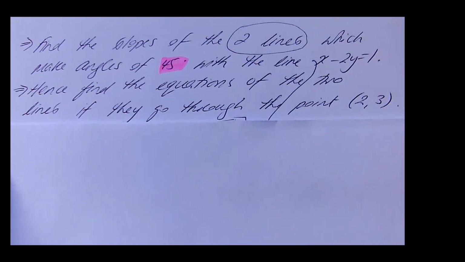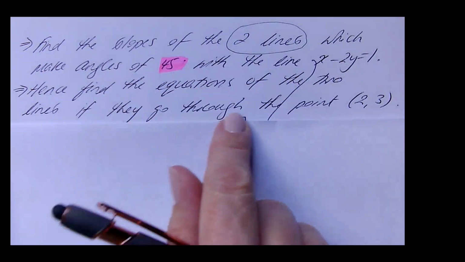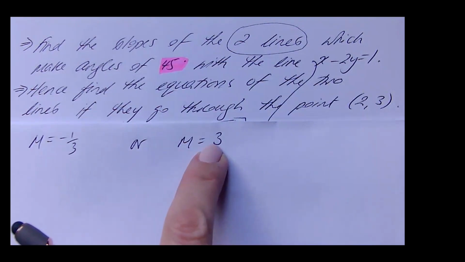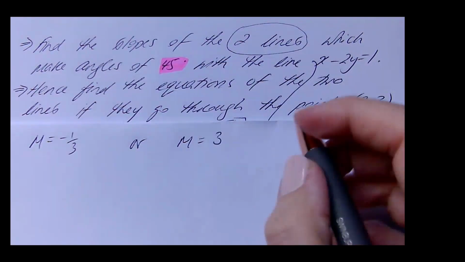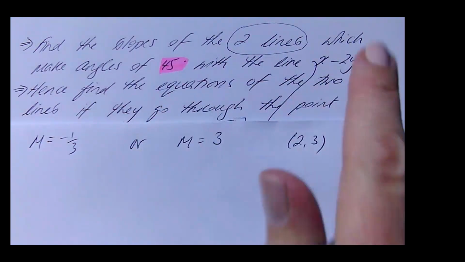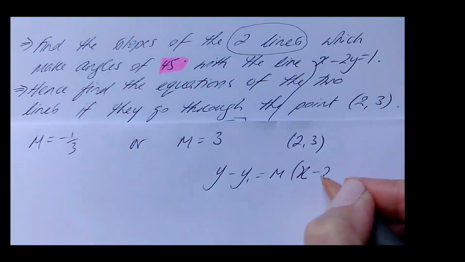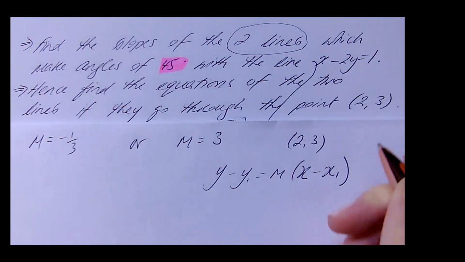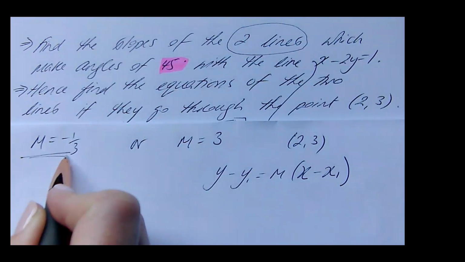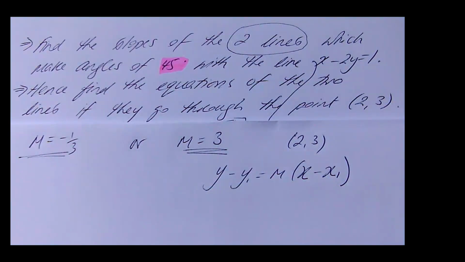Okay, now let's go back to the question for the second part. Hence, find the equations of the two lines if they go through the point 2, 3. Okay, so our two answers were, of course, minus 1/3 and 3. They're the two possible slopes. And the point is, of course, 2, 3. If I want the equations of the two lines, I'm going to look at this formula. y minus y1 equals m times x minus x1. And the first thing I'm going to sub in is when the slope is m is equal to minus 1/3. And then I'm going to sub in when m is equal to 3 for my second equation.